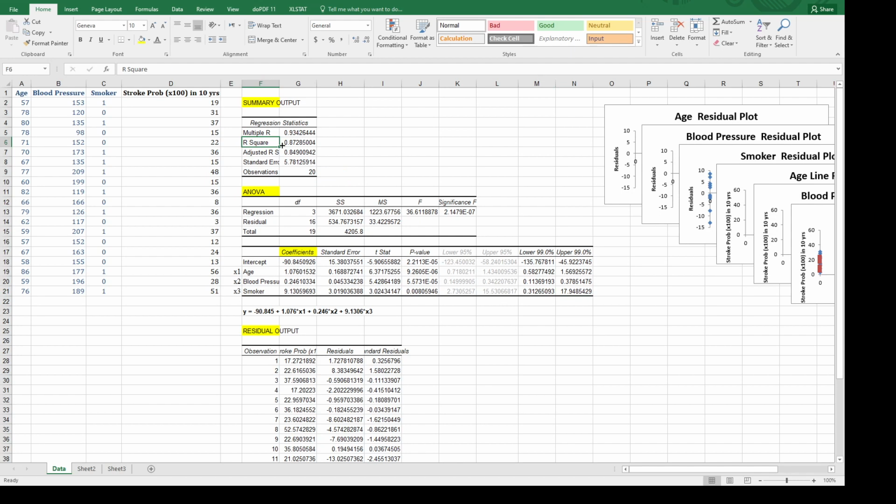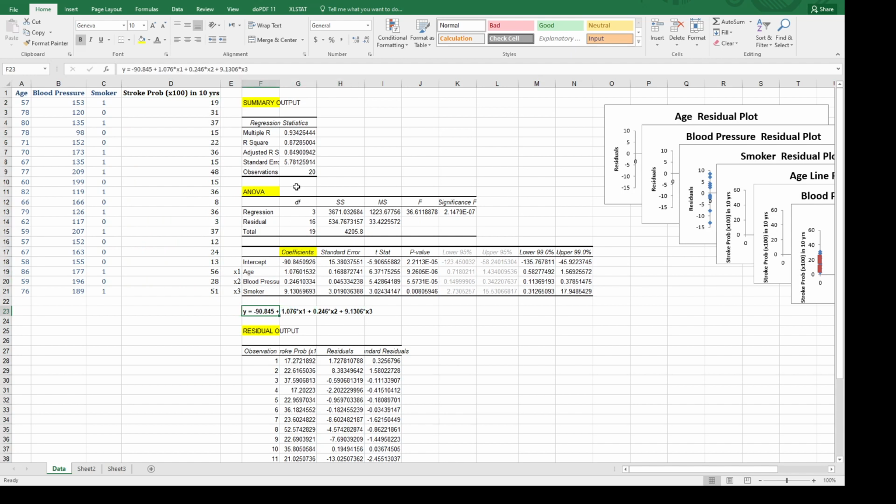We have R squared, which is the multiple coefficient of determination. And it's basically saying 87.3% roughly of the variability associated with the stroke probability as reported here is already captured by this estimated regression equation and the coefficients that we found.